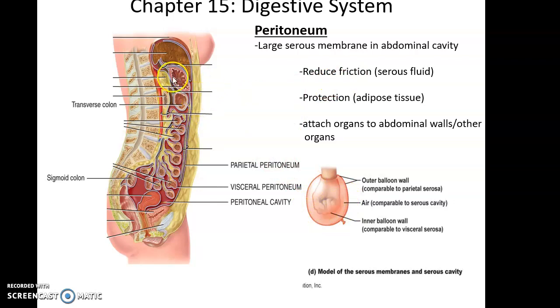The components of the alimentary canal are always in motion, always moving around, so this prevents them from experiencing friction and becoming damaged. The peritoneum also, in some areas, has a lot of adipose tissue. That adipose tissue can help to protect the alimentary canal and other organs in the abdominal cavity. And then the peritoneum also attaches organs to the abdominal walls and to each other. So peritoneum is very important in the abdominal cavity.